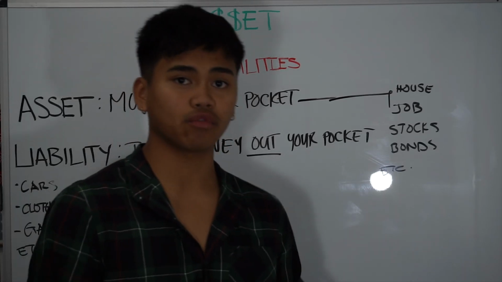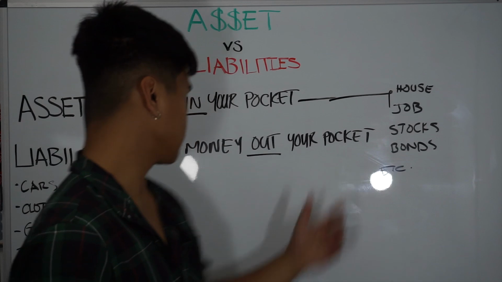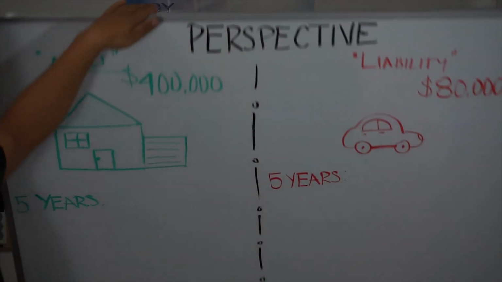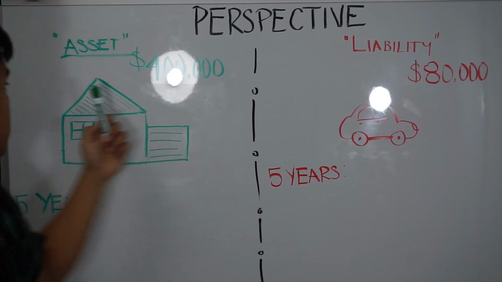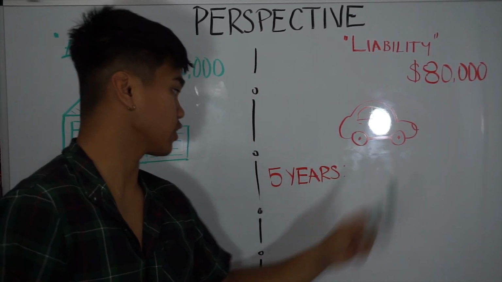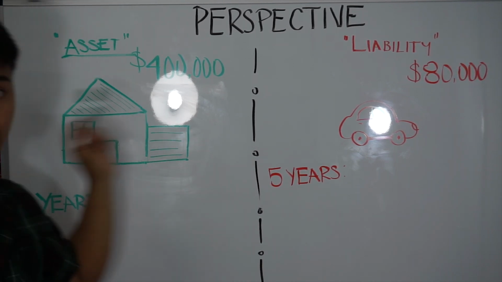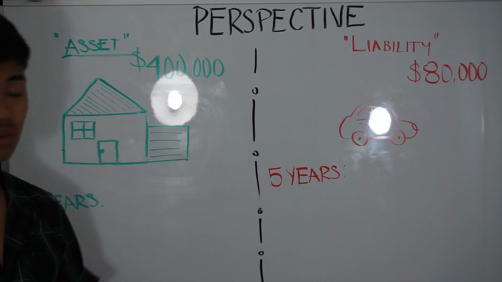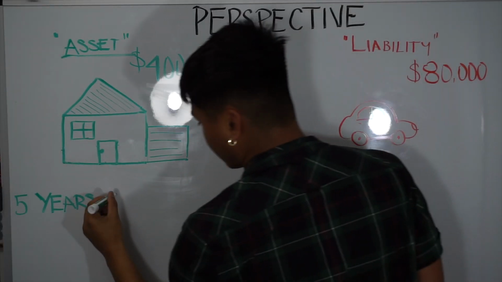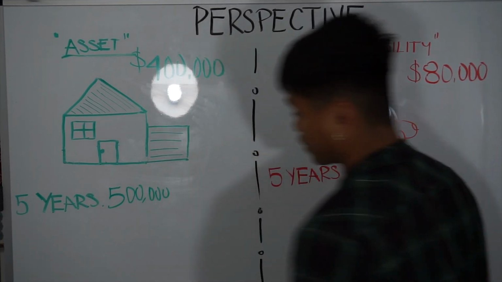Alright guys, since we've already covered the definition between an asset and liabilities, as well as given examples, we're now going to look at an asset as well as a liability. So what you see here is an asset, which was listed as a home, and a liability, a vehicle, okay? The reason why this is an asset is because if you were to purchase this home today for $400,000, in 5 years with the appreciation of value, that $400,000 could possibly go up to $500,000.